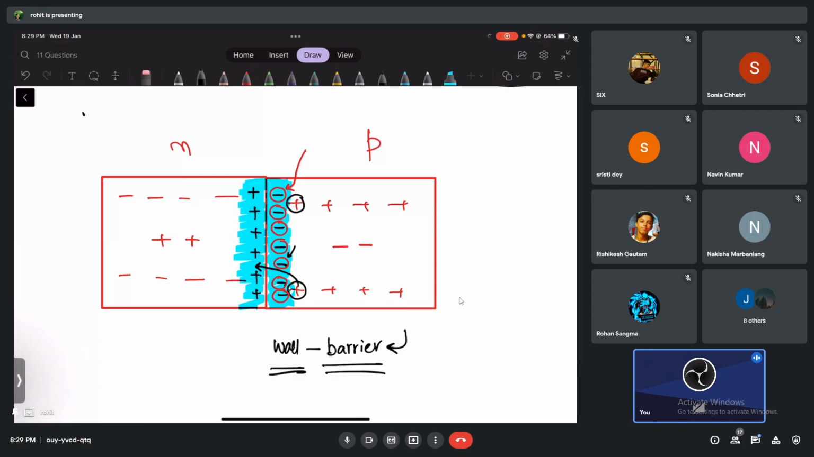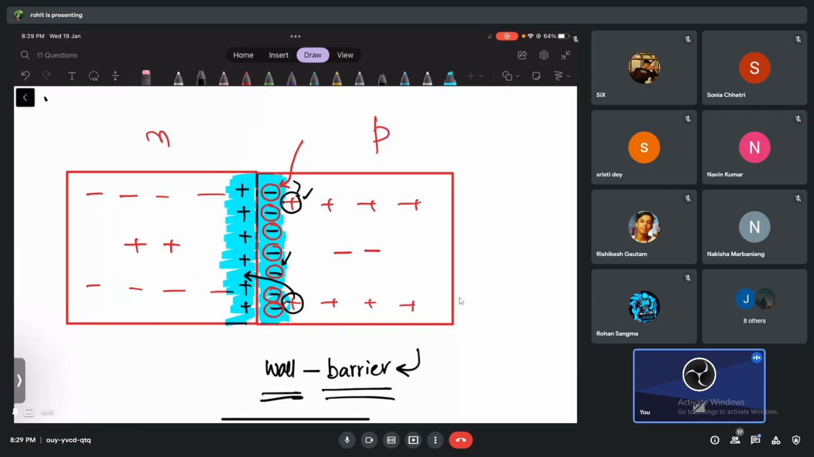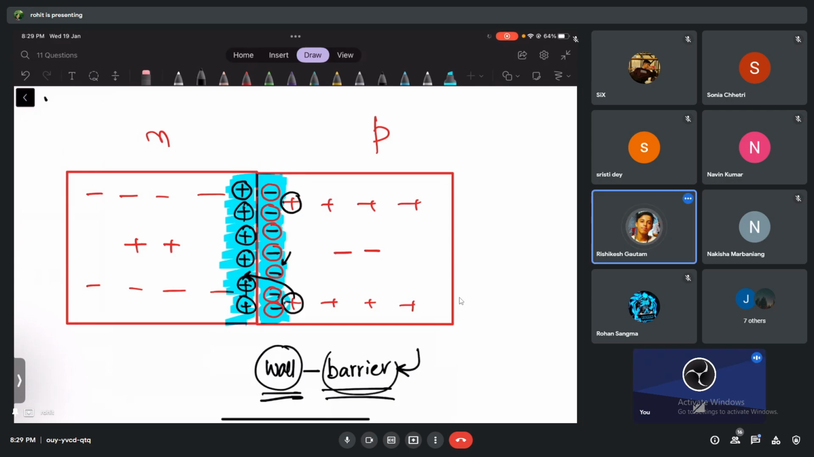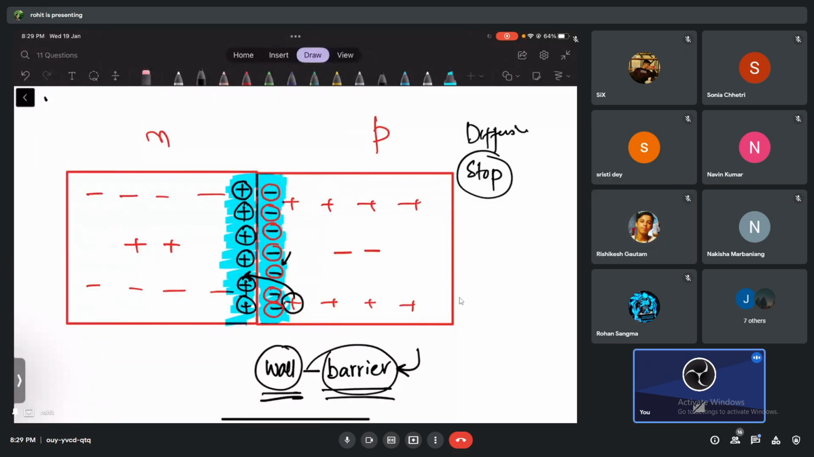The same thing happens with holes or not? See, this hole also wants to cross, but some holes have already crossed, and they are now crowding the junction. So these holes will not allow these holes to cross. So these holes also behave like what, guys? They also behave like a wall, barrier, okay, barrier, or let's say wall. So now you tell me, will the process of diffusion continue, or is it going to stop? The process of diffusion is going to stop, okay. Now I think at least till now you are fine with this, okay.